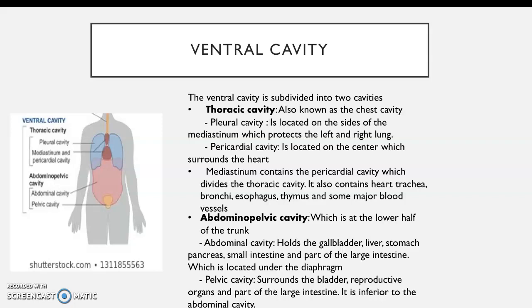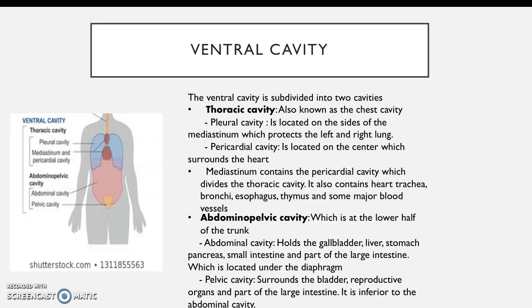The ventral cavity is subdivided into two cavities, the thoracic cavity and the abdominopelvic cavity. The thoracic cavity and the abdominopelvic cavity are divided by the diaphragm. The thoracic cavity is also known as the chest cavity because it is located in the chest area, and it contains the pleural cavity and the pericardial cavity.